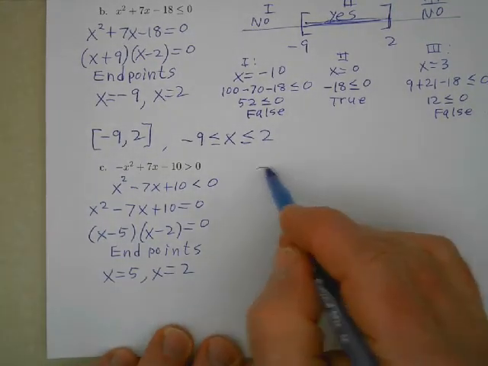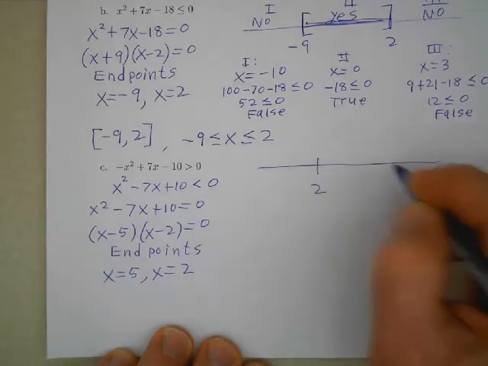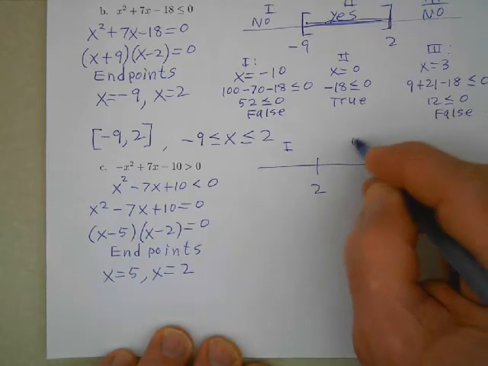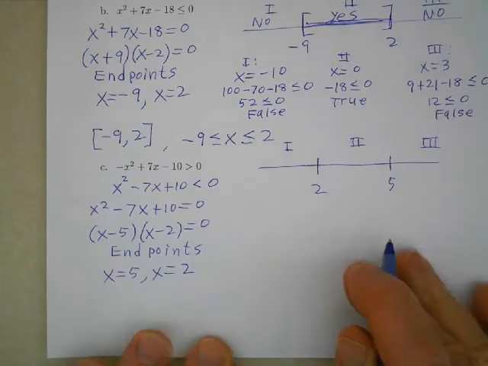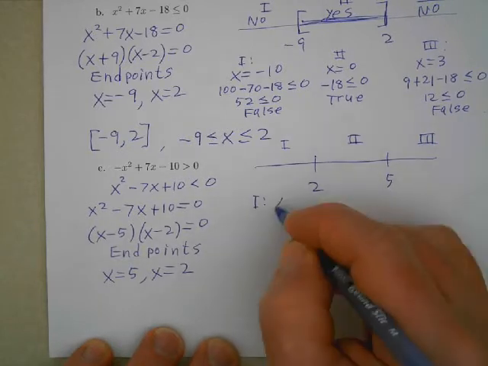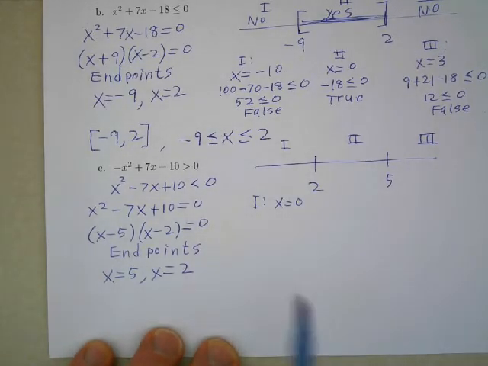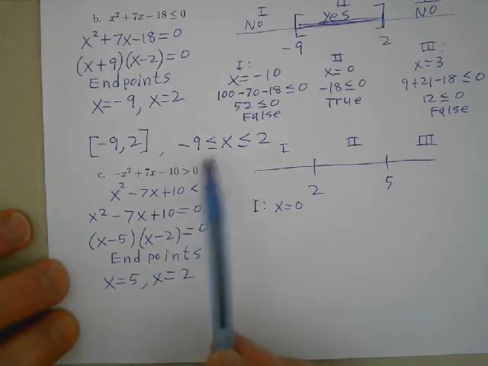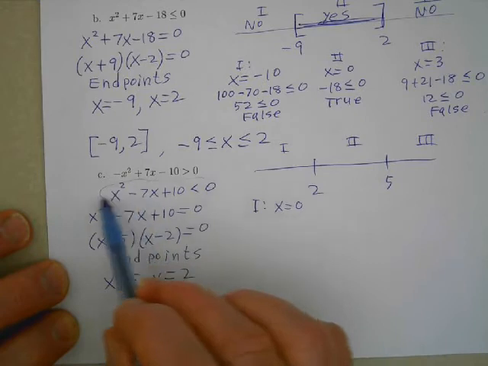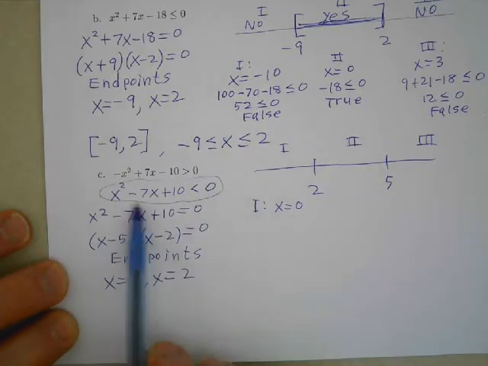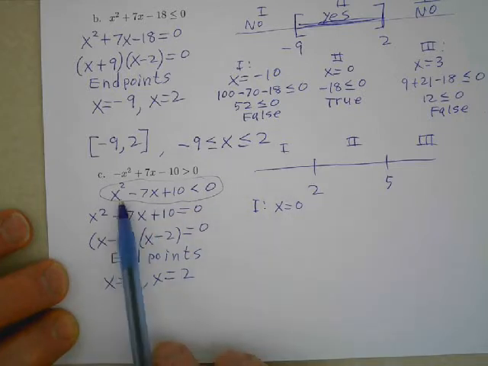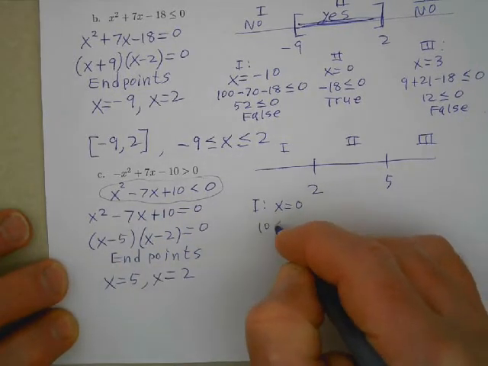So I'll plot the numbers on the number line. 2 is to the left of 5. So we have 3 intervals to test. On the first interval, pick any number you want that's less than 2, like 0. You can use any inequality that you want, but I'm going to use this one after I multiply both sides by negative 1. So replace every x with 0, we get 10 less than 0. That's false.